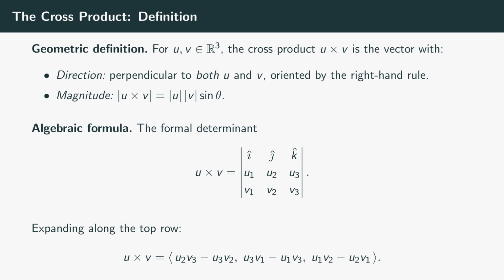To actually compute it, you write a formal determinant. On the top row go the unit vectors i, j, and k. On the second row, the components of u. On the third row, the components of v. Expand along that top row, and you get the vector whose first component is u2v3 minus u3v2, second component is u3v1 minus u1v3, and third component is u1v2 minus u2v1. That middle component is the one people forget the sign on, so handle it with care.